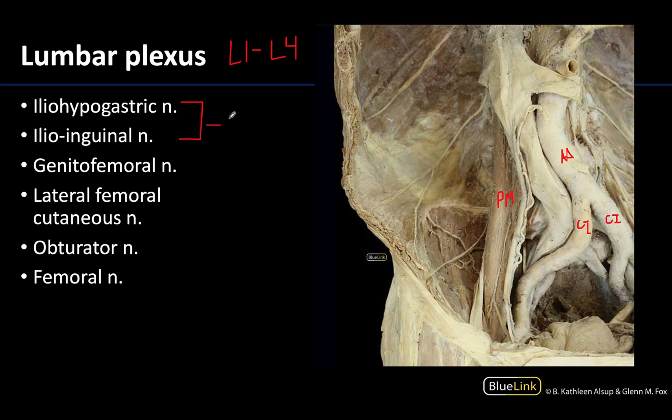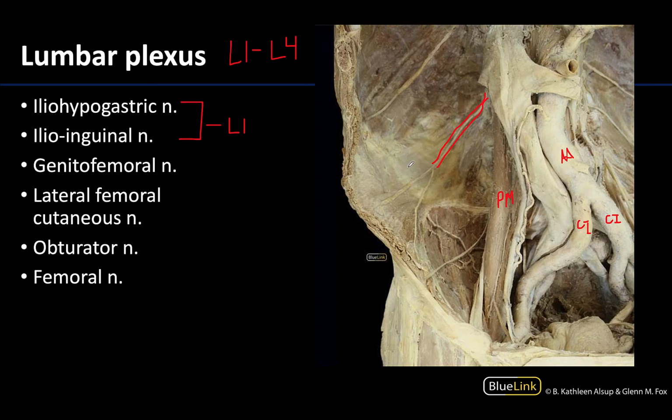These are both derived from the VPRs of L1. And it's not uncommon for these to share a common trunk, which is what you can see right here. So a common trunk from L1, and then you can see them splitting into the two named branches.